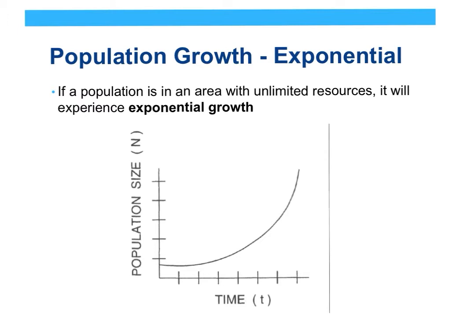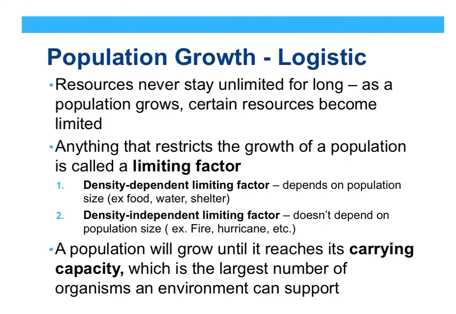In exponential growth, the population is able to grow exponentially because they have unlimited resources, and it is usually represented by a J graph as you see here. The population is increasing at a steady rate because they have unlimited resources. Very rarely are there unlimited resources. Eventually, the resources become limited, and the population growth levels out, which you will see in a minute. So resources, like I said, never stay unlimited for long because as population grows, certain resources become limited, such as food, water, and shelter.